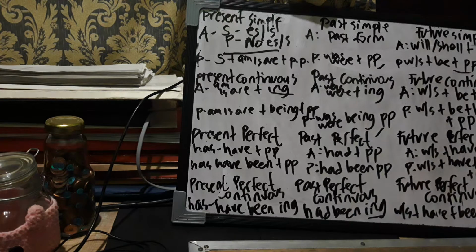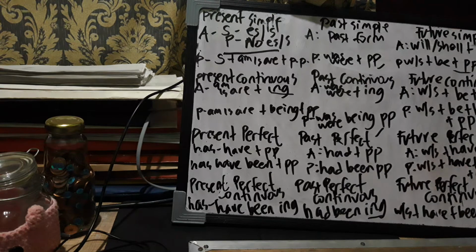For the past perfect continuous, again, we have the had been plus what? Ing. For the future simple, we have the will, shall plus the base form. For the passive, will, shall be plus past participle. For the future continuous, will or shall plus be plus ing. For the passive, will, shall be being plus the past participle.